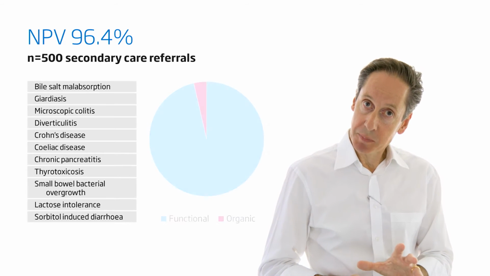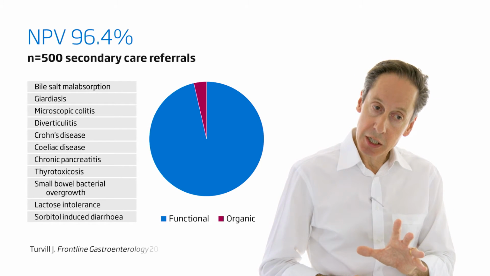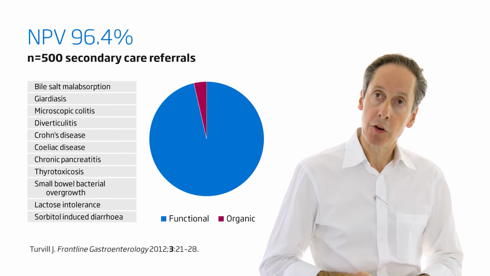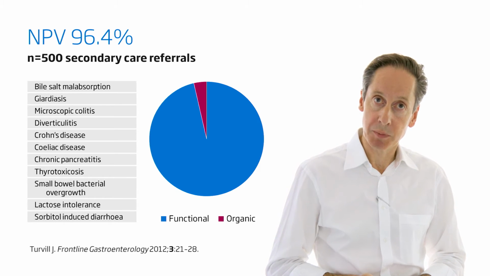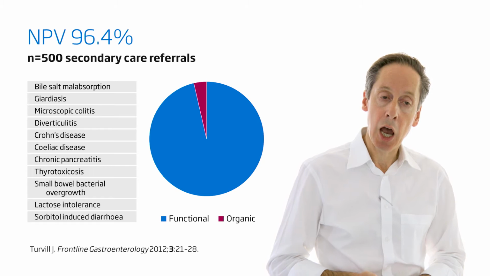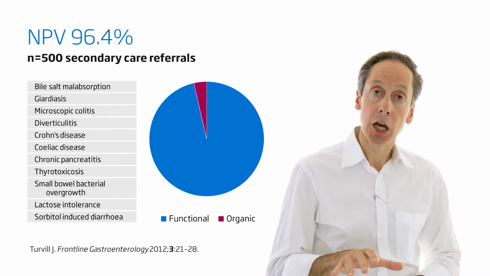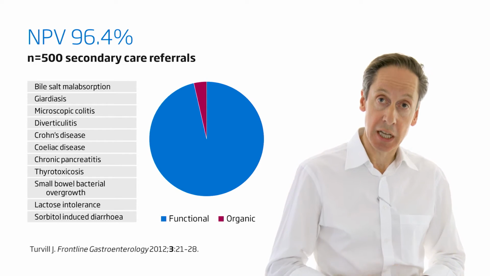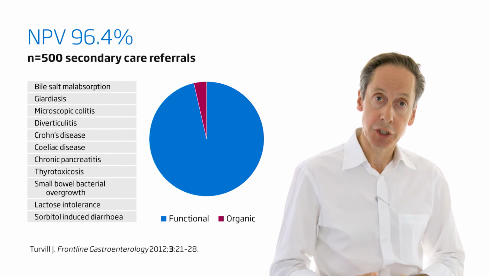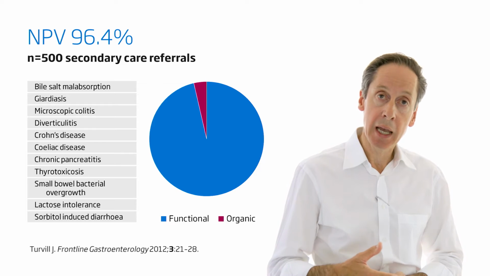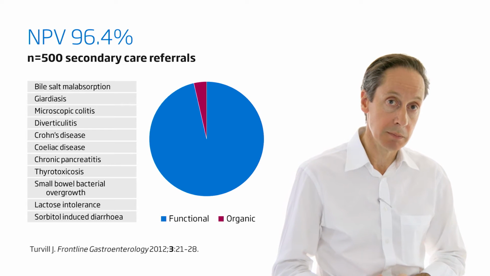So retrospectively, we looked at 500 secondary care referrals to York Hospital, all of whom had a calprotectin less than 50, and we found a negative predictive value for functional disorders, that is the irritable bowel syndrome, in 96 or more %.